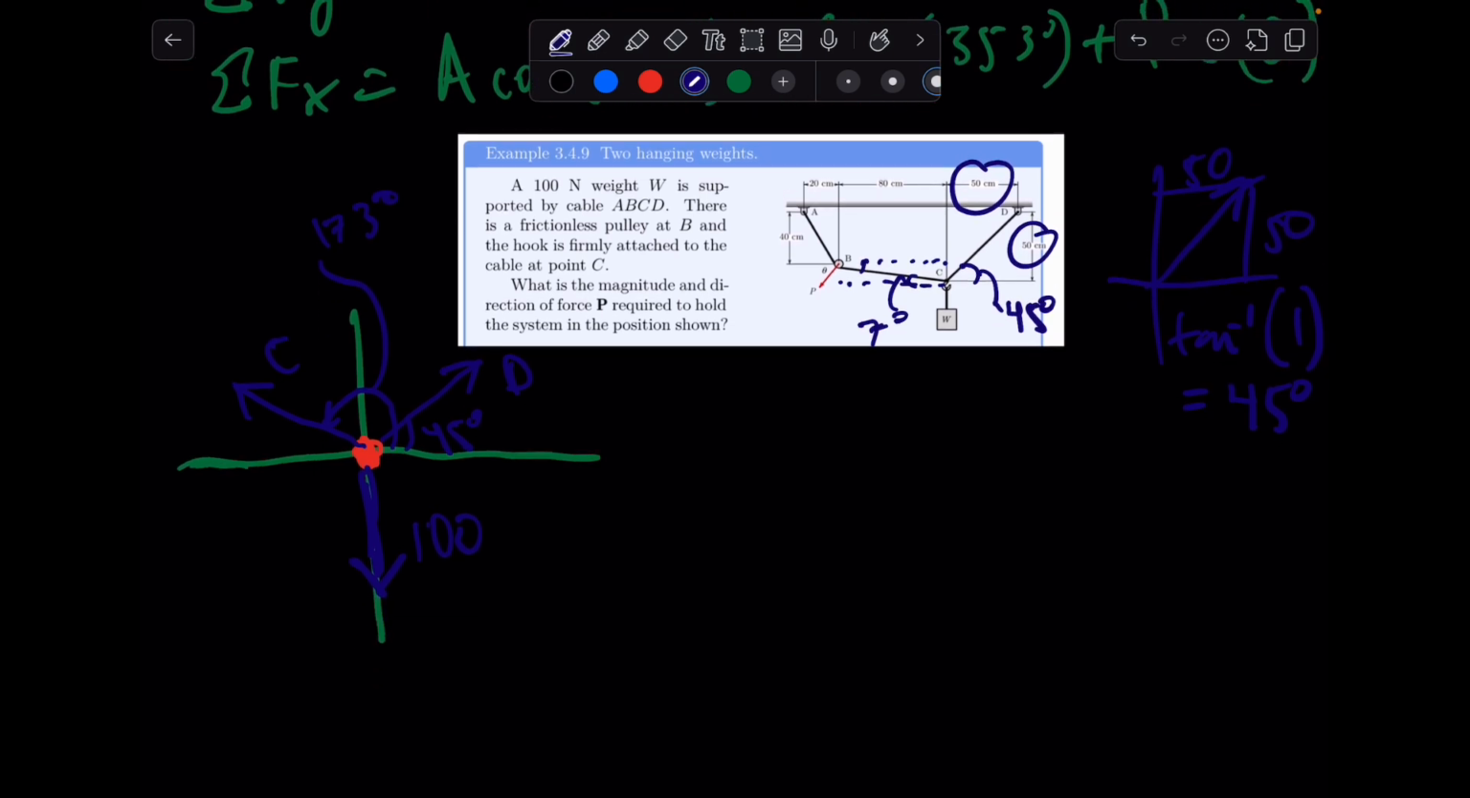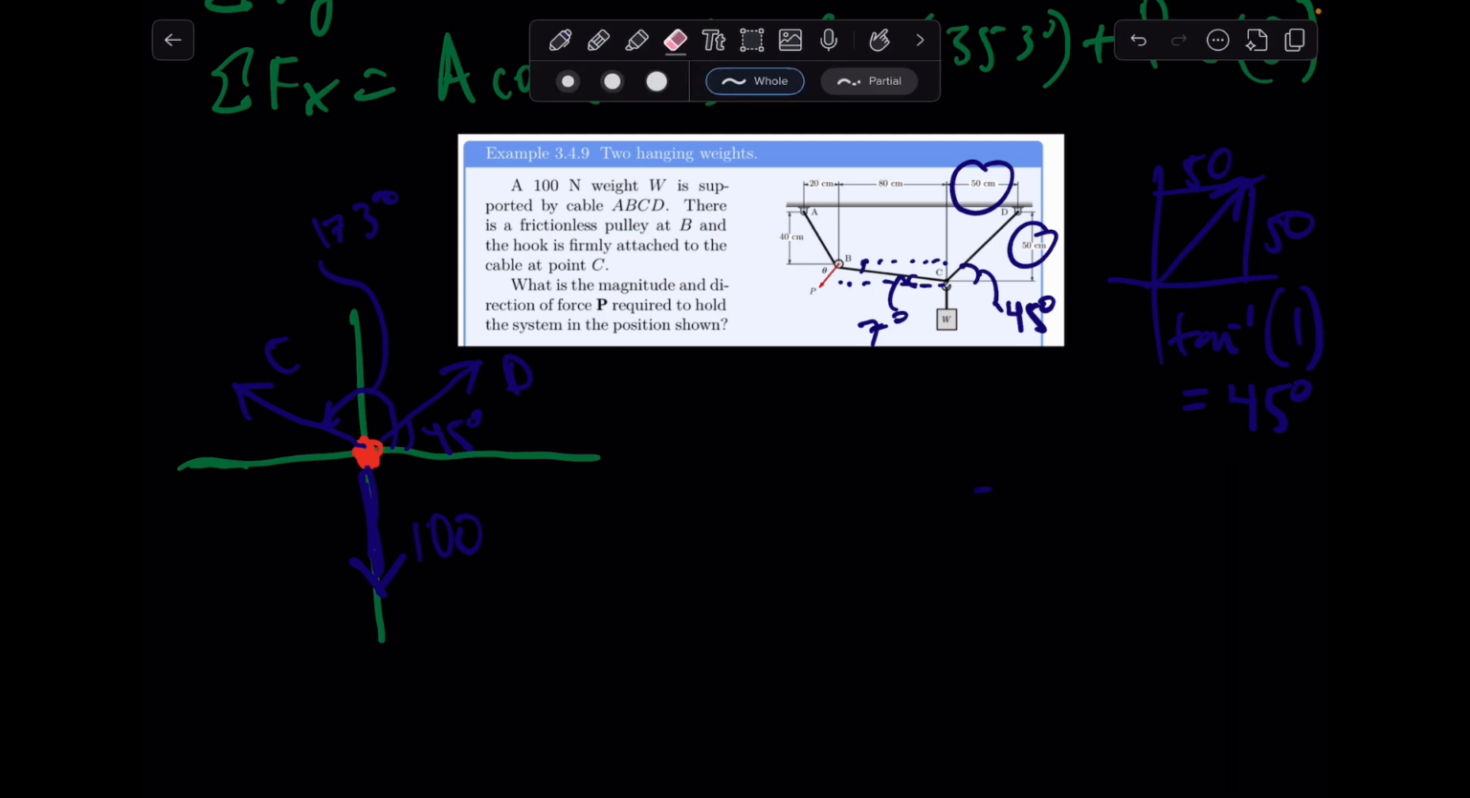Now we can do our sum of the forces in the y direction. It's going to equal, let's start with C, just because it's alphabetical order. So C sine of 173 degrees plus D sine of 45 degrees. All of this is going to equal 100.